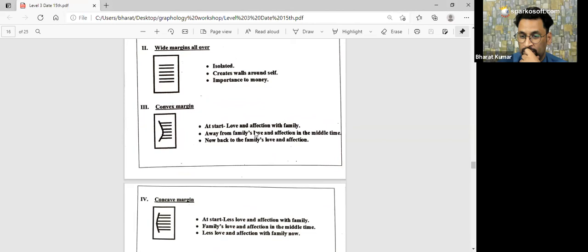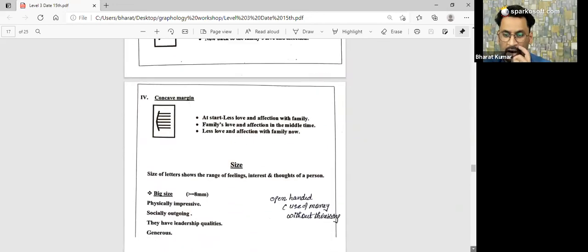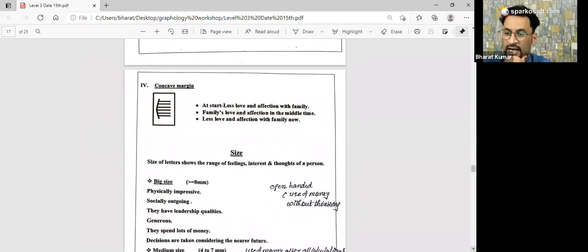at the start, love and affection with the family. Then he is moving away from the family's love and affection in the middle time. And in future, he is coming back towards family. Now, concave margin. In the start, less love and affection towards family. But after some time, more love towards family. But again, in the end, less love and affection towards family. This is the pattern. Is this clear?